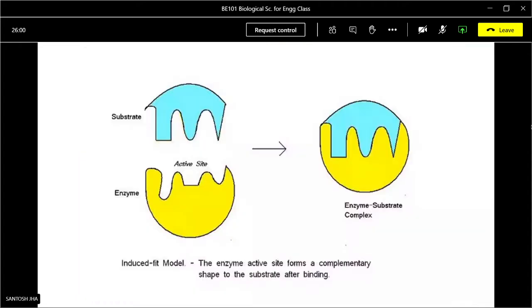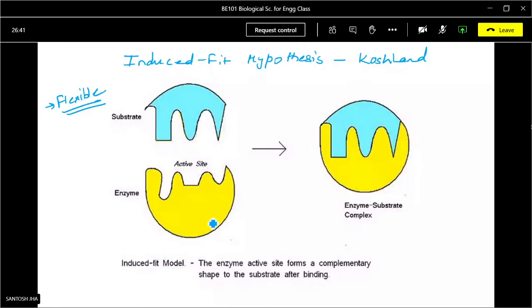The second important hypothesis is known as the induced fit hypothesis. This hypothesis was proposed by Koshland. As the name suggests, induce and then fit. According to this hypothesis, enzymes were considered as flexible molecules. Means there are no permanent binding sites or active sites for the substrate.